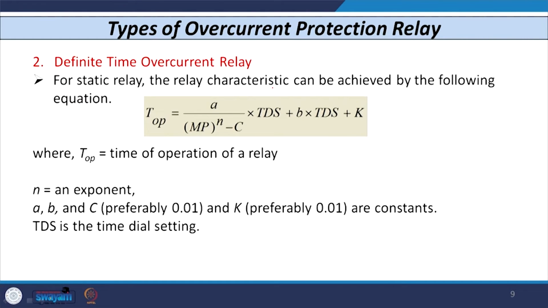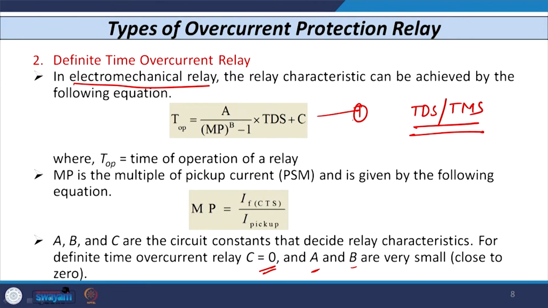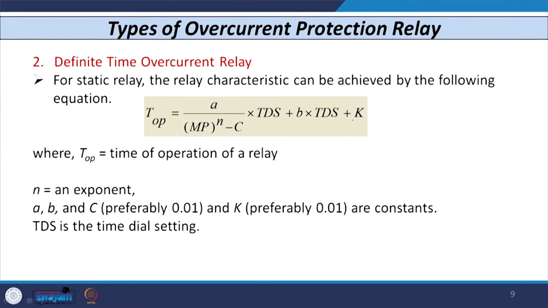If I consider the static relay, the earlier equation, equation 1, is applicable for electromechanical type relay. For static type of relay, the time of operation of relay can be given by this equation, let us say equation 2. In this equation, on the left hand side, TOP is the time of operation of relay in seconds, and MP is the same as I explained earlier, the multiple of pickup current, obtained by fault current referred to CT secondary divided by plug setting of the relay.